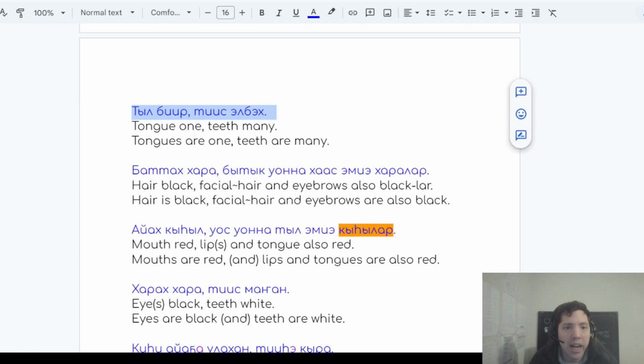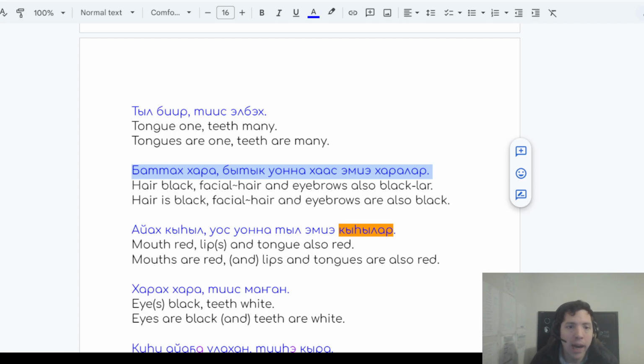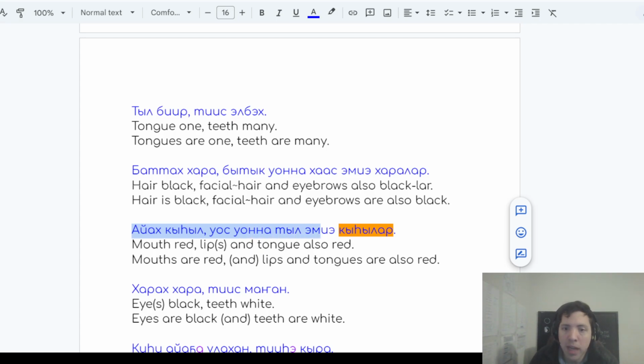Batach hara butak wana has ebia haralar. Hair is black, facial hair and eyebrows are also black. Batach hara butak wana has ebia haralar. Then ayach kuhul was wanatul ebia kahalar. Mouths are red and lips and tongues are also red.